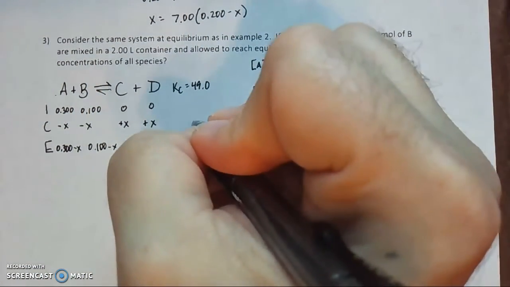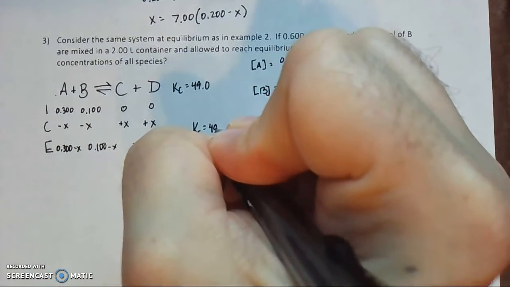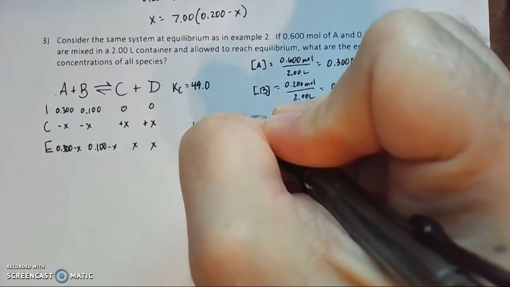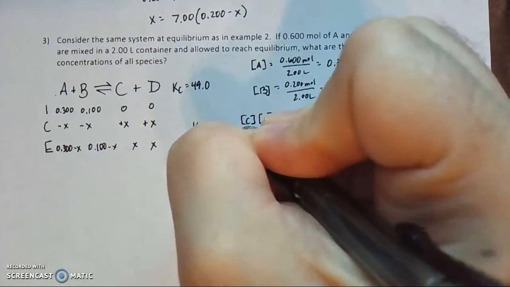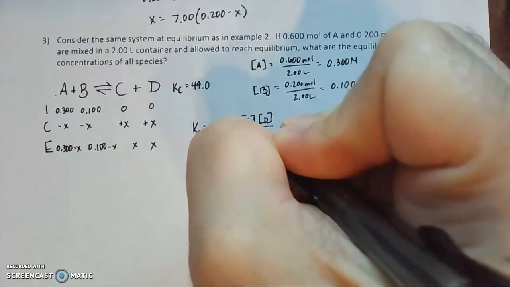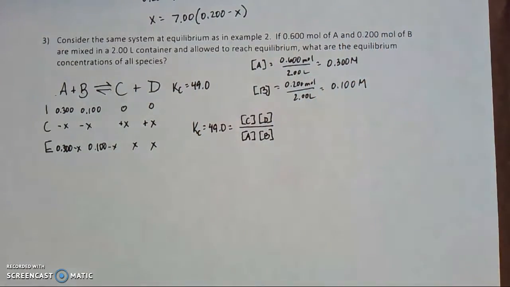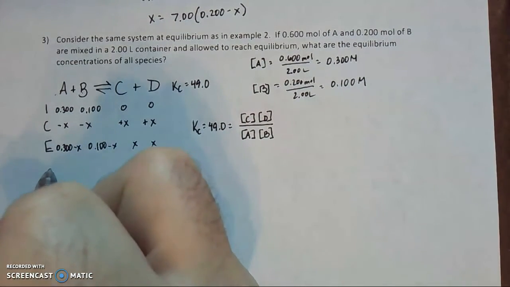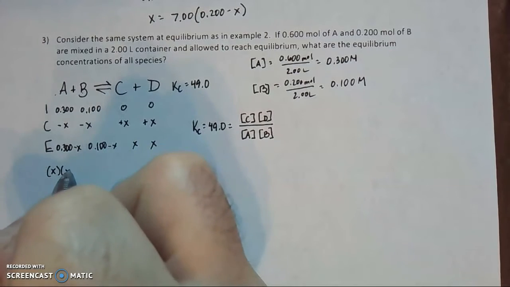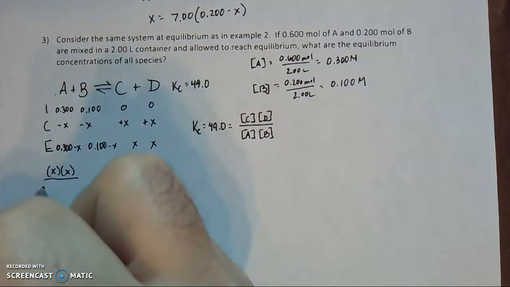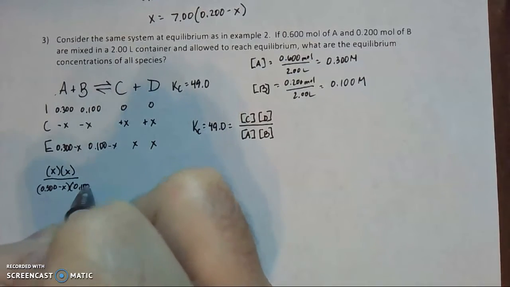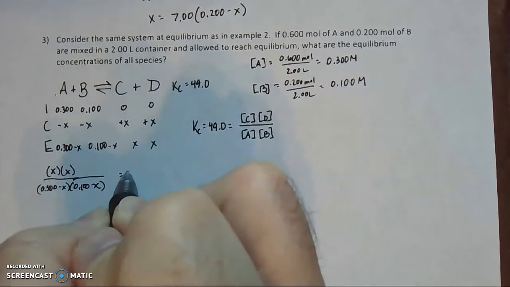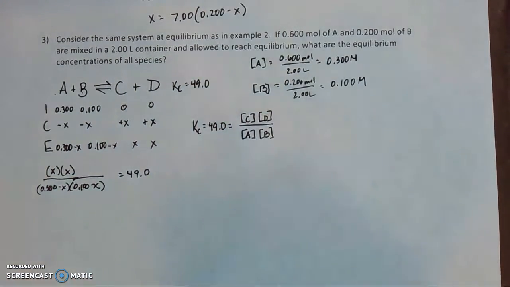So the Kc, which is 49.0, is equal to the concentration of C times the concentration of D over the concentration of A times the concentration of B, each one raised to their stoichiometric coefficients. When we substitute these values in, we get x times x all over 0.300 minus x times 0.100 minus x, is equal to 49.0.